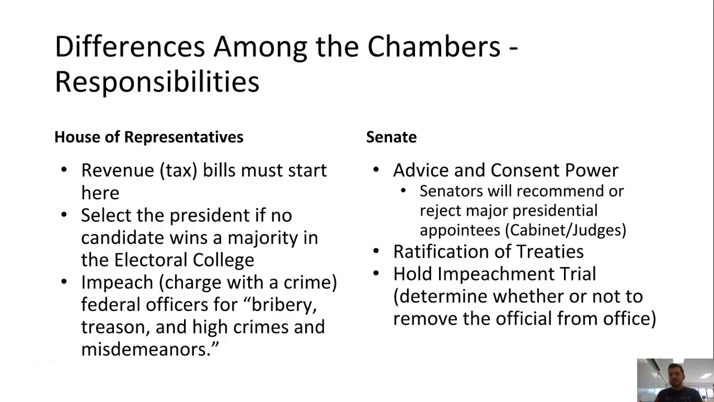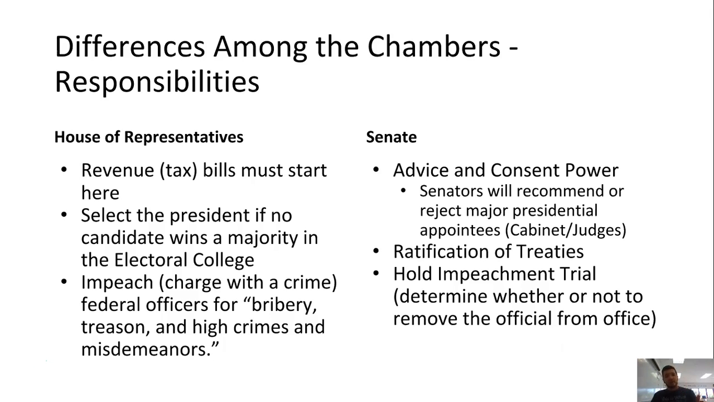The other thing that happens is that the Senate are the ones that confirm these appointees. So the president will appoint somebody, and then the Senate as a whole will confirm them or reject them. So that's really important too, just because that is a very, very important power for how our government runs, and that is what is going to fall under the Senate's responsibilities.